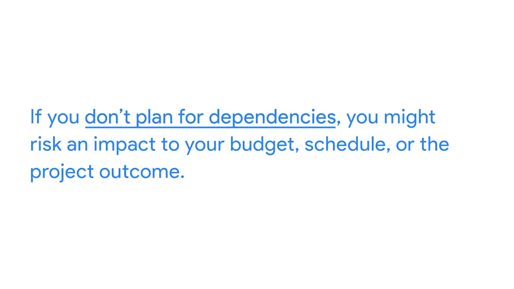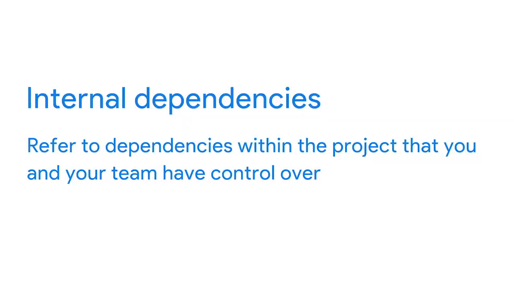If you don't plan for dependencies, you might risk an impact to your budget, schedule, or project outcome. To prevent something like this from happening, you might ask a teammate to share their out-of-office plans with you at the start of the project. This helps you to stay aware of everyone's schedules, ensuring that there are backup plans in place to maintain your project schedule. There are two types of dependencies, internal and external.